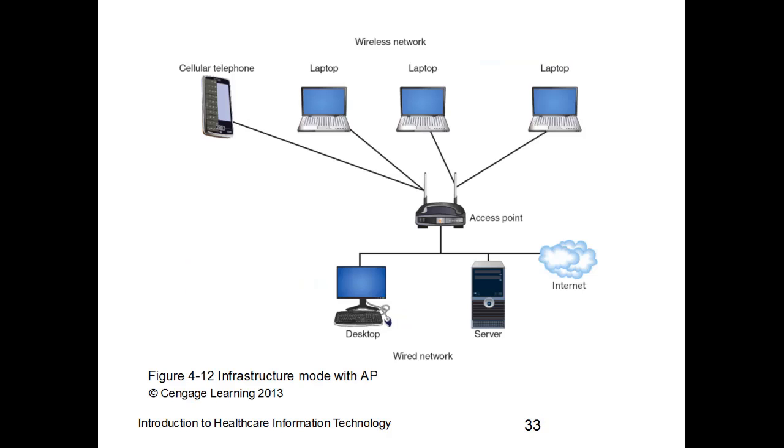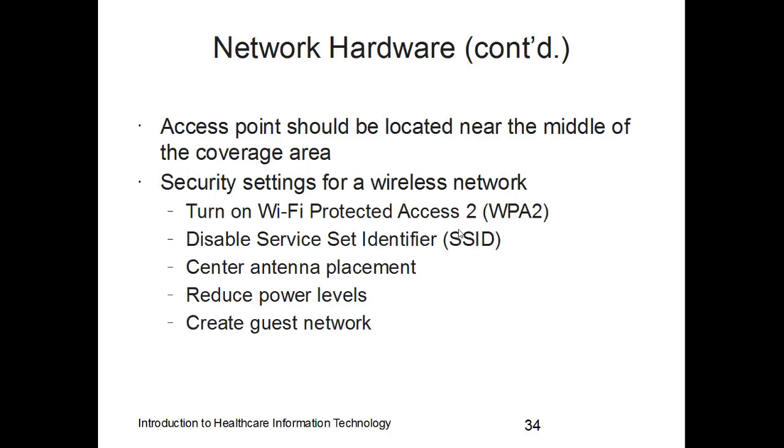In this image we have an example of an infrastructure mode with an access point. So here you have the wireless network of 3 laptops and a cell phone going to an access point with this router here. It's also connecting to this server and this desktop and then the internet also. So this access point here is serving the wired part of the facility and also the wireless part of the facility. Now the access point should be located near the middle of the coverage area.